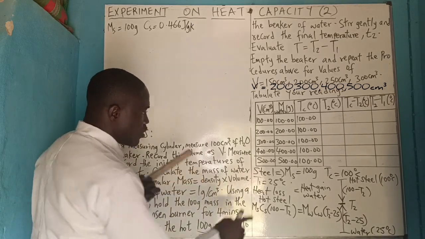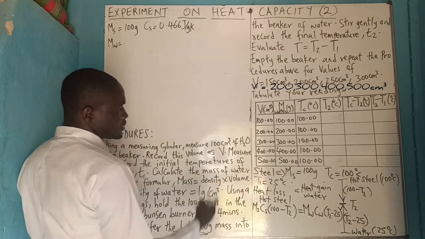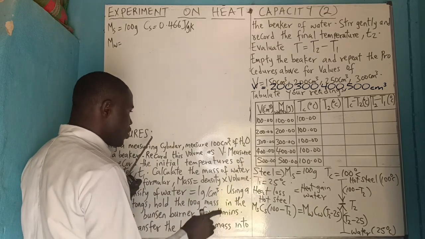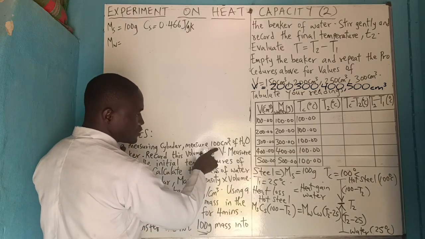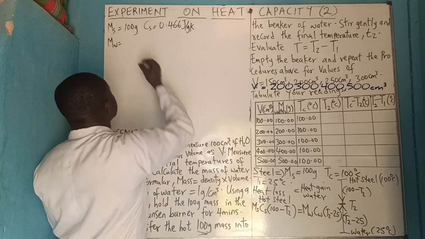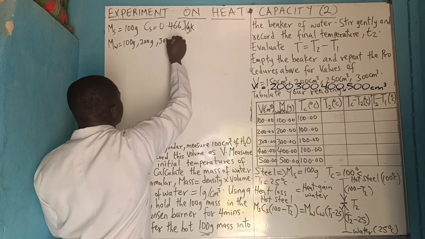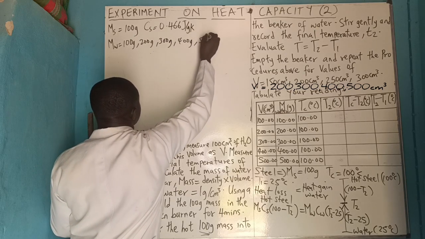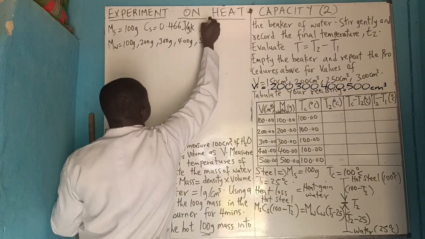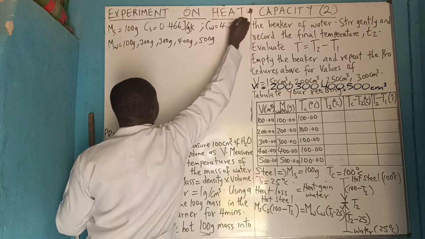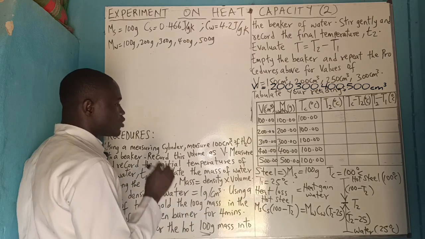Then, mass of water was given to us. In this case, we say that the mass of water is 100 gram, 200 gram, 300 gram, 400 gram, and 500 gram. Then the C of water equals 4.2 joule per gram per Kelvin. Now we have to make T2 the subject of the formula.